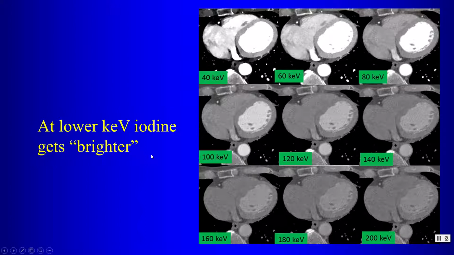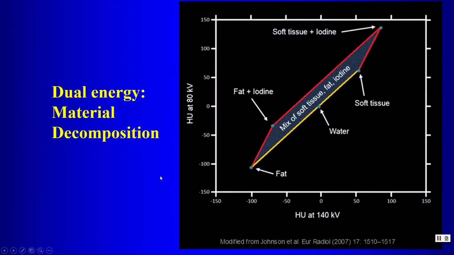Now, we can take advantage of this because at lower X-ray energies, the attenuation of iodine increases, so the iodine gets brighter. Here these are virtual reconstructions at lower energies to show you what the contrast looks like. You can see as we decrease the energy down to 40 keV, the iodine gets quite bright. So this is how we would use dual energy for material decomposition, or for analyzing the material within a patient when we're using dual energy CT.